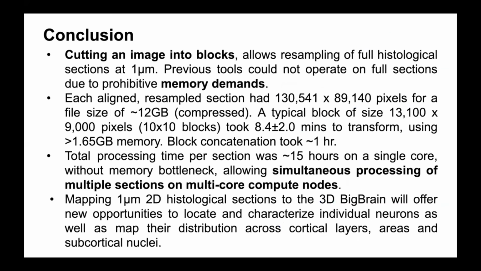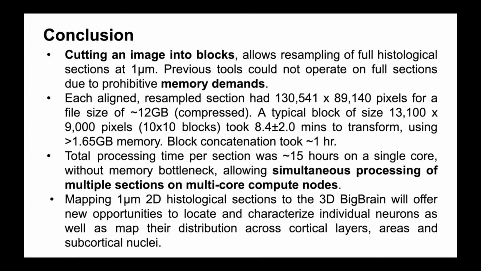As a conclusion, I can say that cutting an image into blocks allows resampling of full histological sections at 1 micron. Previous tools could not operate on full sections due to prohibitive memory demands. By blocking each slice 10 by 10, it takes almost 8 minutes to transform, which uses almost 1.5 gigabytes of memory, which is affordable. And also the block concatenation took almost 1 hour.